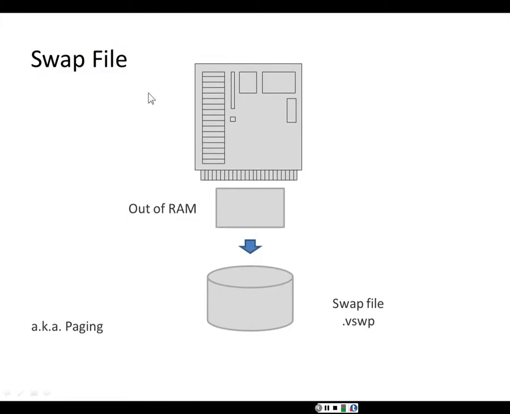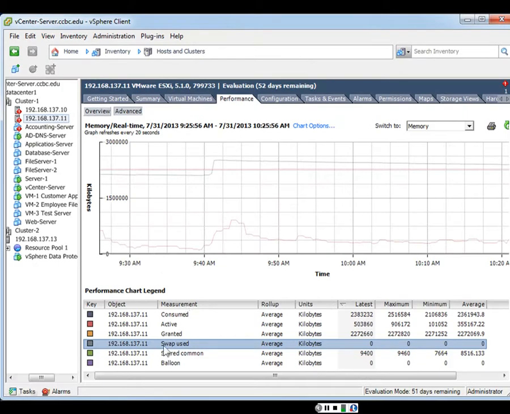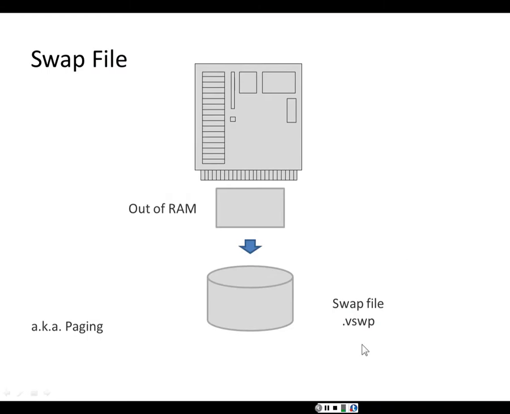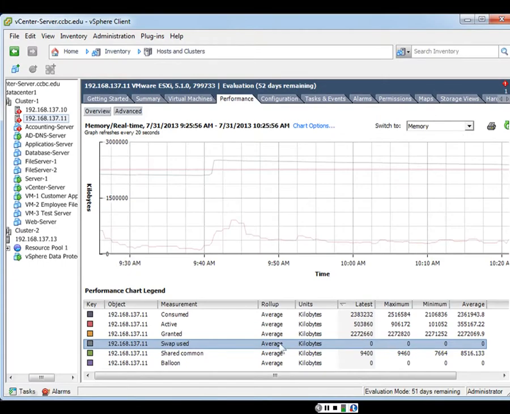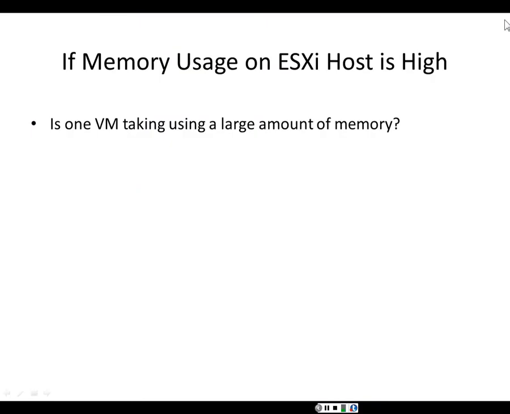Remember, a swap file is when an ESXi host runs out of RAM, the extra memory can temporarily spill over to the hard disk to a swap file, and this is called paging. But that's only when it's out of memory. You can see that the swap file is 0 right now, which means we are not short on RAM on this ESXi host. The swap activity is at 0, which is good.